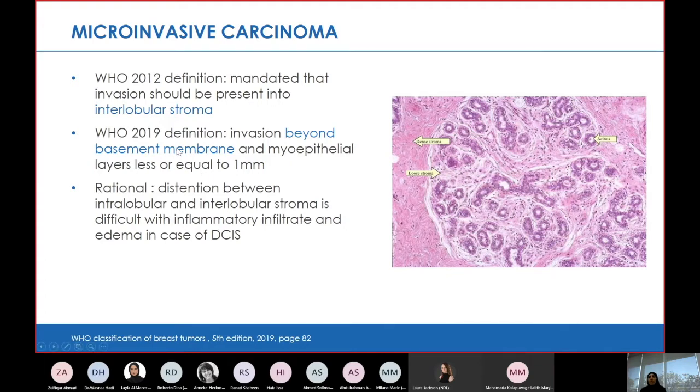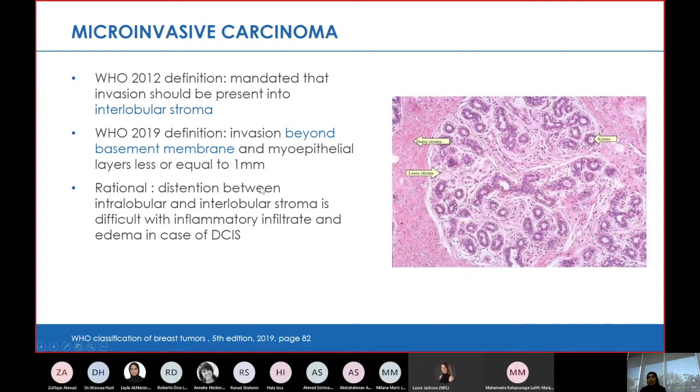So maybe we already used to practice what's in the current definition. We all used to apply a myoepithelial marker, and if it's lost, and it fits the size, then we call it microinvasive carcinoma. So the current definition: invasion beyond the basement membrane and myoepithelial layer, less than or equal to 1 millimeter.